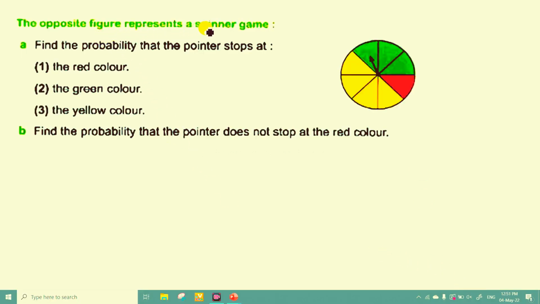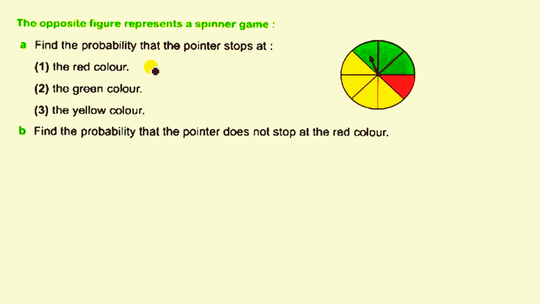The opposite figure represents a spinner game. Find the probability that the pointer stops at the red color. أول حاجة red color one part. How many sectors؟ 1 2 3 4 5 6 7 8 sectors. يبقى التوتال 8 يبقى 1 over 8 probability. green how many green؟ 1 2 3, 3 over 8. yellow 1 2 3 4, 4 yellow over total كام؟ 8.